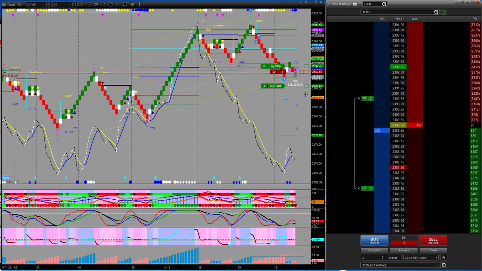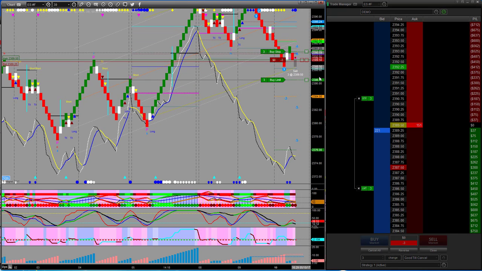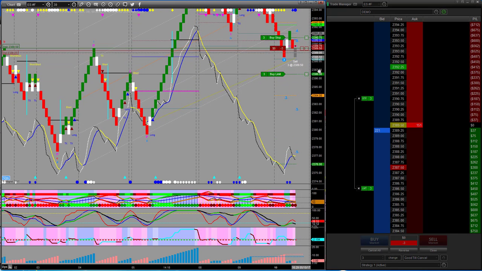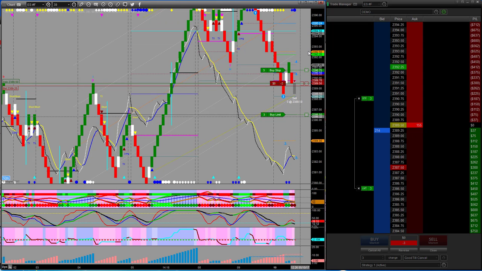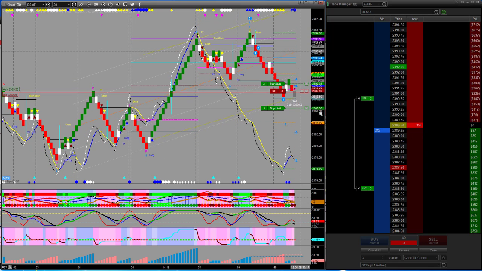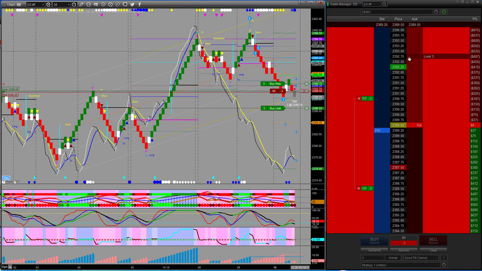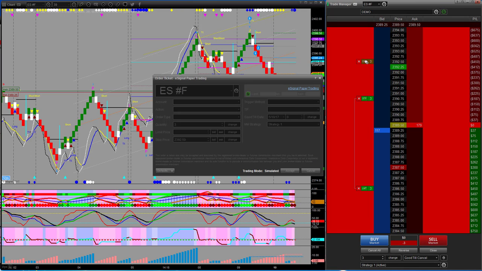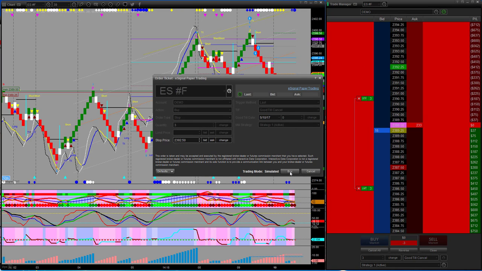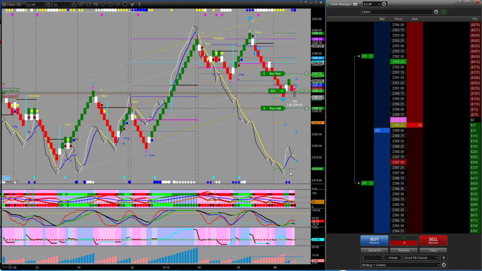Now I'm looking for a stop. I'd rather put my stop up here, the high volume node, and there's a low volume node behind that at 2392.50. So that is where I'm going to put my stop. I'm just going to adjust this to 2392.50. That's my new stop. Adjusting, and there it is.